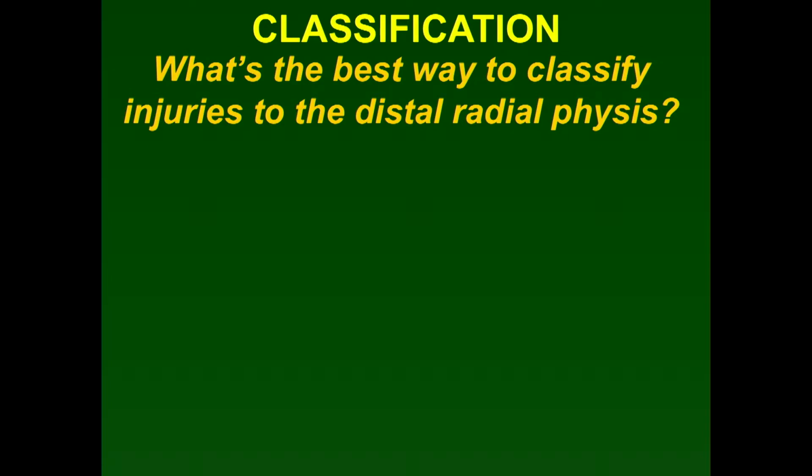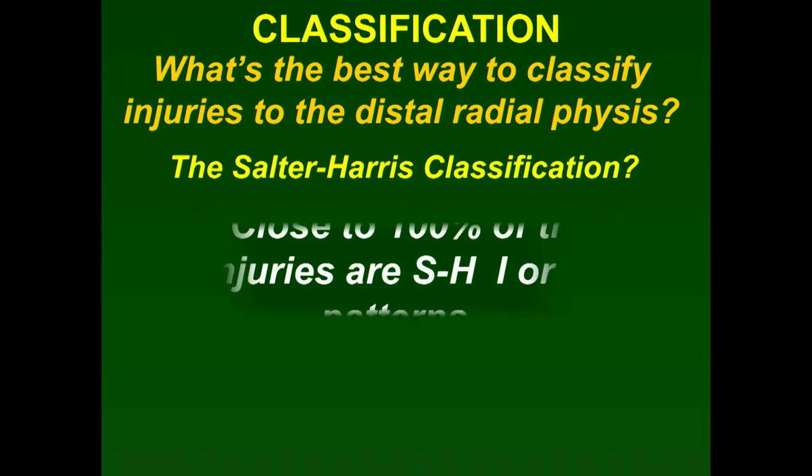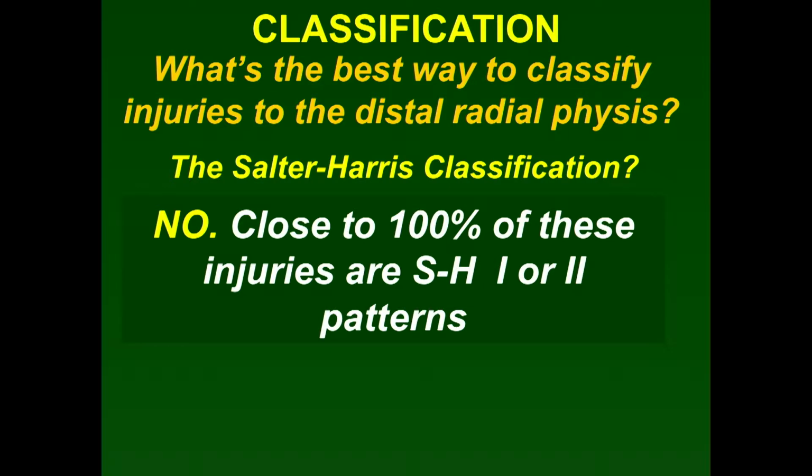Now, we classify injuries of the distal radius. How do you classify them? The Salter-Harris classification. You think so? Well, it really doesn't help you, because 100% of these are either Salter-Harris 1 or 2. In the many years that I've been seeing children's fractures, I've only seen 1 or 2 Salter-Harris 3 or 4 injuries. So it really doesn't tell you much as far as the treatment is concerned.